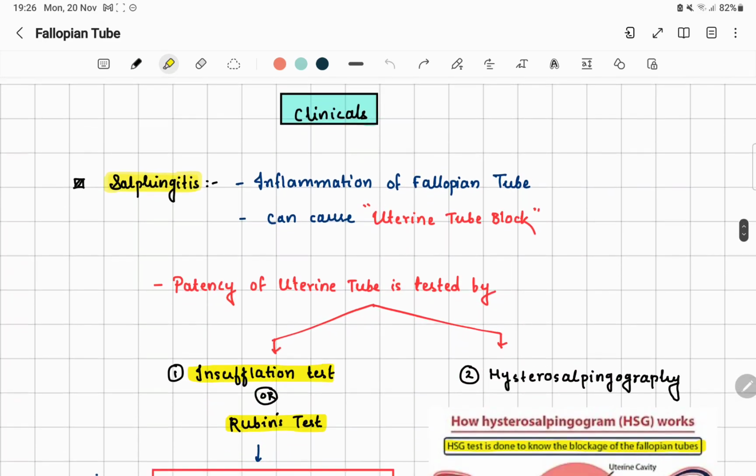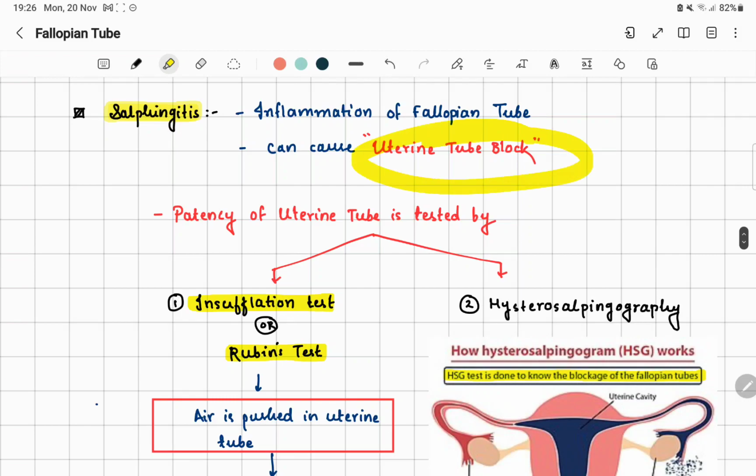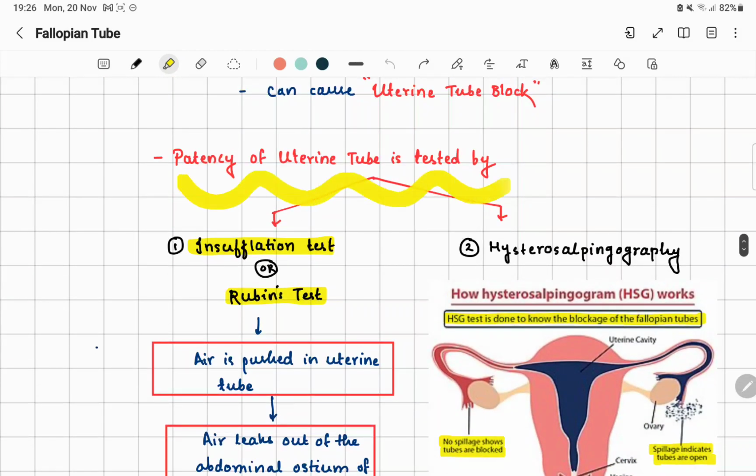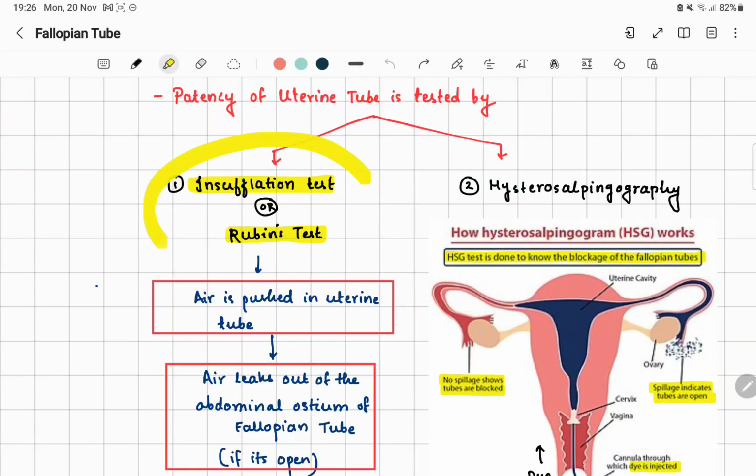Talking about clinicals, so we have salpingitis. Salpingitis is the inflammation of the fallopian tube and can cause uterine tube block. The patency of the uterine tube can be tested by the insufflation test, or Rubin's test, and hysterosalpingography. This is an advanced technique.